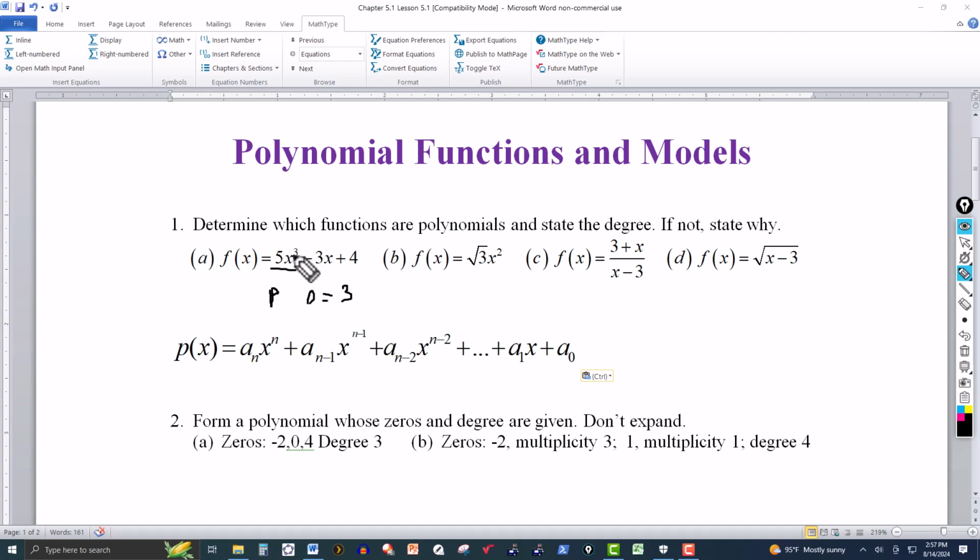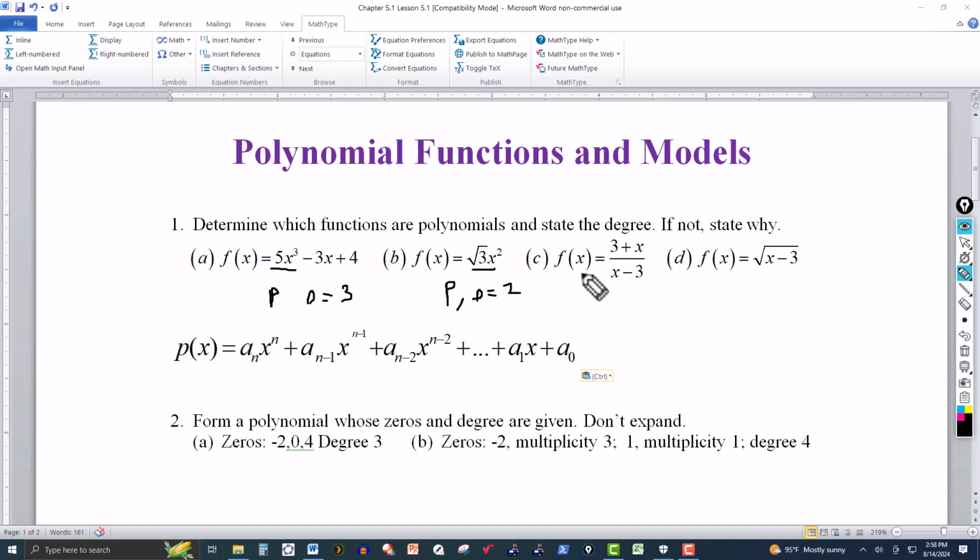Had this been, say, a negative 3, then that would not fit the conditions we just went over. The exponents have to be non-negative integers. Make that a negative 3, it's not a polynomial. The second one, the coefficient is the square root of 3. That's real. It's a radical, but it's real. And the highest degree term, we only have one. That's this one here, has an exponent of 2. So this one is a polynomial, and the degree is 2.